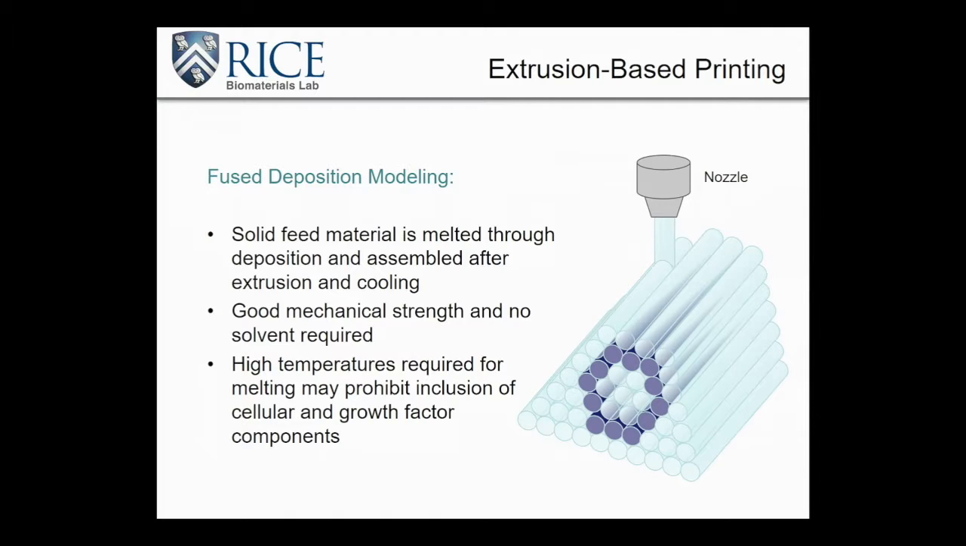We also see extrusion printing a lot in fused deposition modeling. In this instance, you're likely not going to be including cells because you use a solid feed material that's melted through deposition and assembled through extrusion and cooling. So this is really great if you want to use polycaprolactone, for instance, and you want a scaffold that has high mechanical strength, and you also don't have to include a solvent because you're just melting down this polymer. So the scaffold itself might have great cell viability for those reasons, but the high temperatures required for melting are going to make it prohibitive to include many bioactive factors and cells.